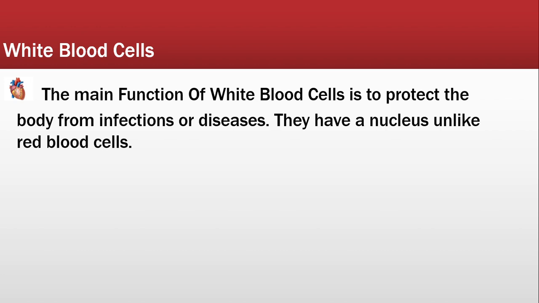Some types of white blood cells produce substances called antibodies that attach to viruses or bacteria. These antibodies are markers. They tell other cells to destroy the viruses or bacteria.